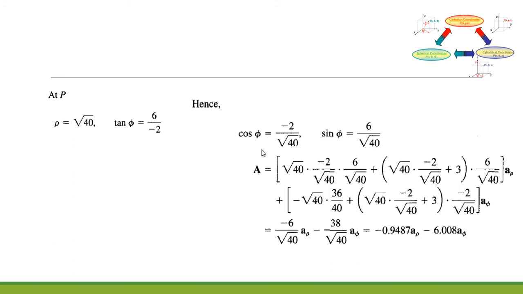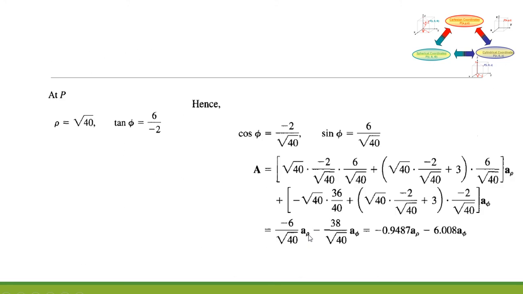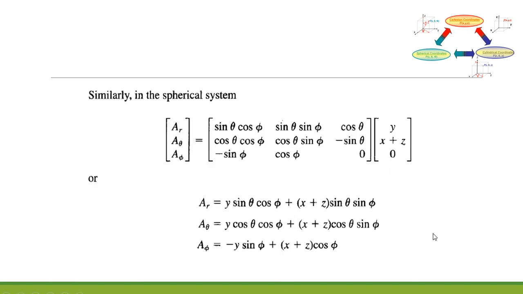So in the previous equation, you substitute for rho, cos pi and sin pi, for all the quantities, and you simplify the equation. The equation will be minus 0.9487 a rho minus 6.008 a pi.